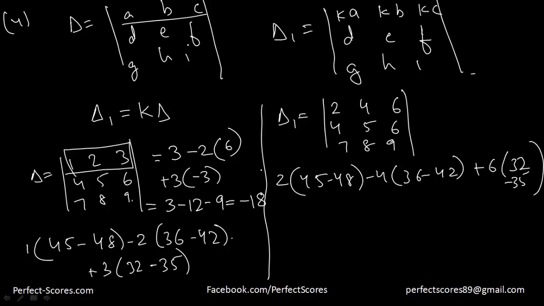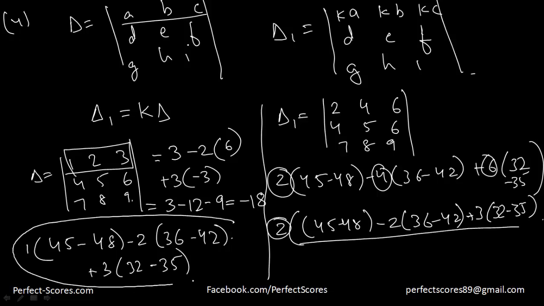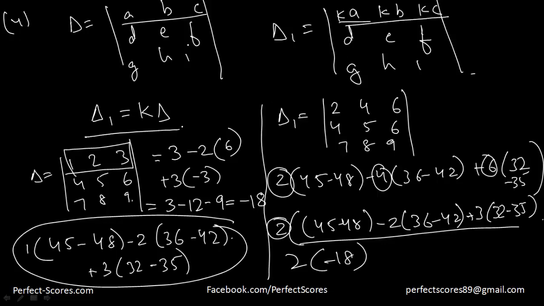If we clearly observe, we can actually take 2 common from here. So if we take 2 common, we're going to have simply 45 minus 48 minus 2 times 36 minus 42 plus 3 times 32 minus 35. And you can clearly see that's just 2 common into the same thing here. This is nothing but the same thing. So that's going to be 2 times negative 18. That means I've proved that if a particular row or a column is multiplied by k, then the whole value of the determinant actually gets multiplied by k. Right? So I suppose you're understanding this property here.